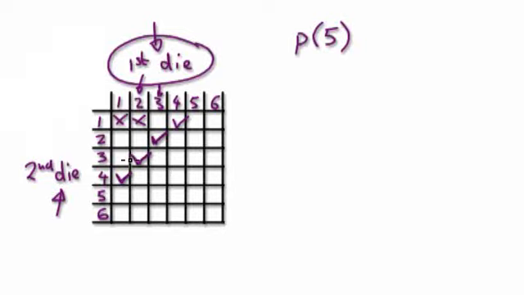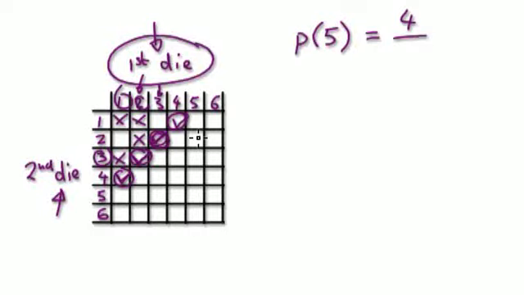Any other ones? This one here is no good because a 3 and a 1 is no good. A 2 and a 2, well, that's no good. A 2 and a 2 would be a 4. Well, we are only interested in 4. So the probability of us getting a 5 would be 4.